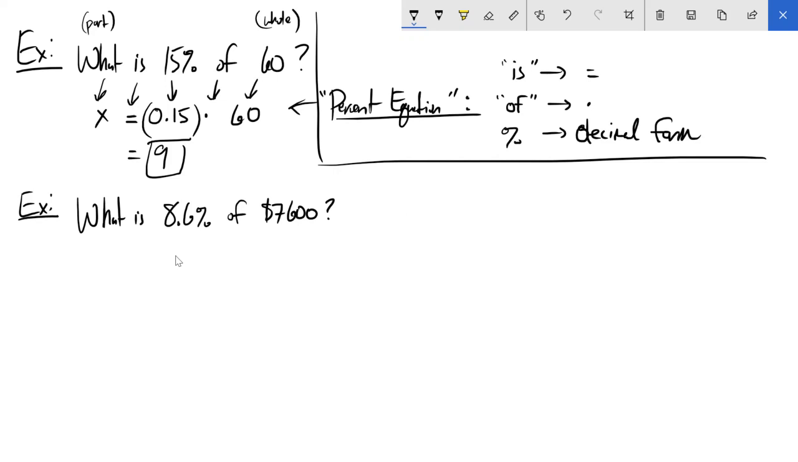All right. So now, if you recognize it, you know that you're just multiplying the percentage times the 7,600. But we can translate that into a percent equation, because anywhere you see a what, that's where you put a variable. I always just use x because that's the most common variable. What we don't know, is means equals. 8.6%, we need to convert it into its decimal form. So what would be the decimal form of 8.6%? 0.086. Of means times, 7,600 is the value, right? And so then you just take 0.086 times $7,600. Okay, so what does that come out to be?